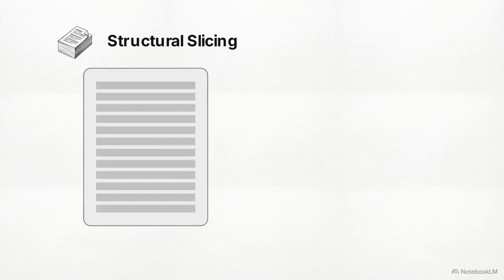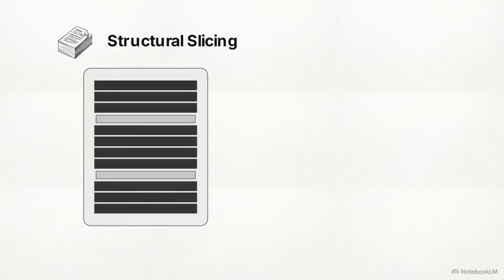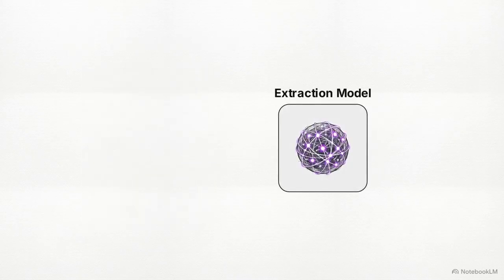Instead, the system uses a technique called structural slicing. An auxiliary lightweight model scans the table of contents and drops a mask over the document. It blacks out 90% of the text, leaving only the highly specific paragraphs related to the target data. These isolated paragraphs are then fed into a specialized extraction model.